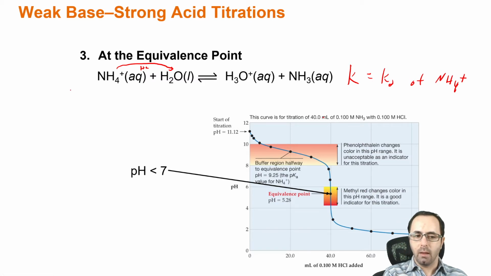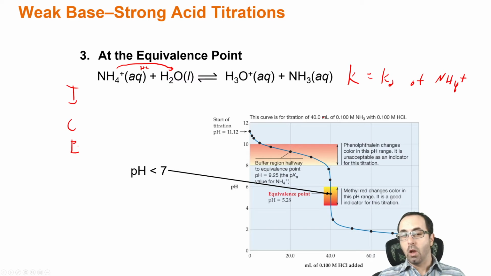We would set up an ice table and do an equilibrium calculation. We cannot use the Henderson-Hasselbalch equation at the equivalence point because there is not a significant amount of ammonia. It was all used up when we did the titration. At the equivalence point, mostly we've got ammonium ion and water. So we have to do an ice table and do an equilibrium calculation based on the amount of ammonium ion. And again, the Ka for the ammonium ion can be determined from the Kb for ammonia.